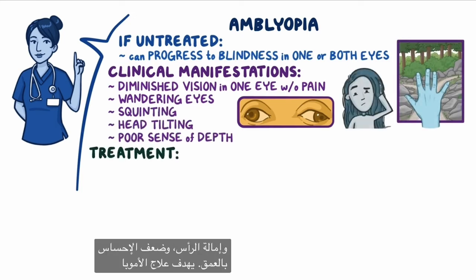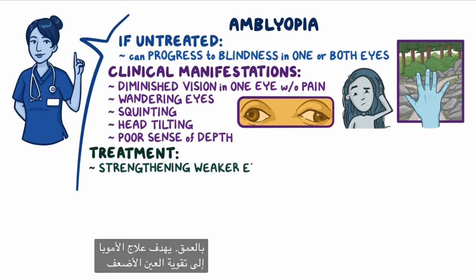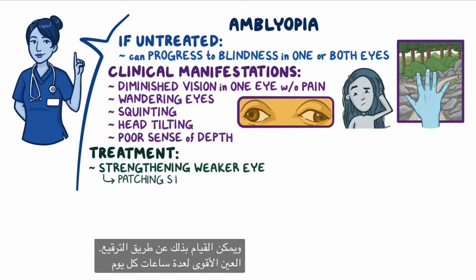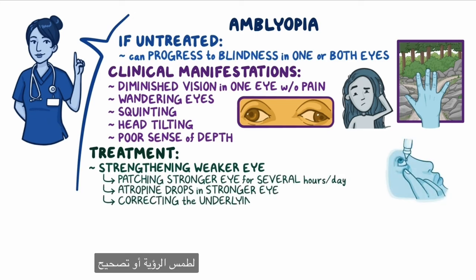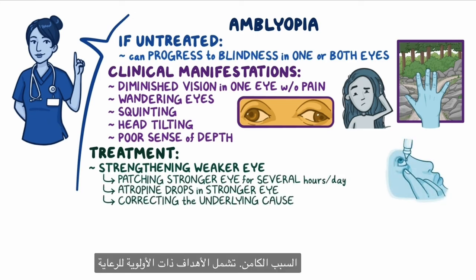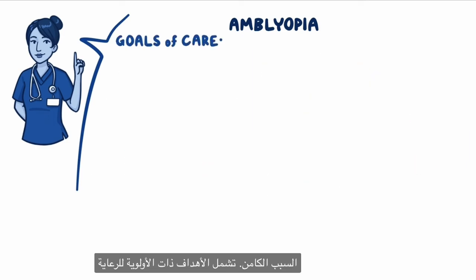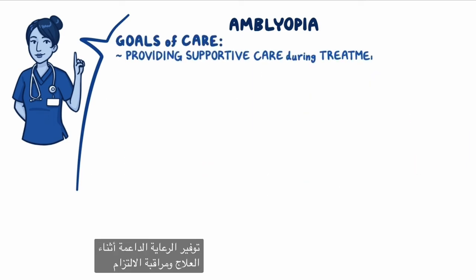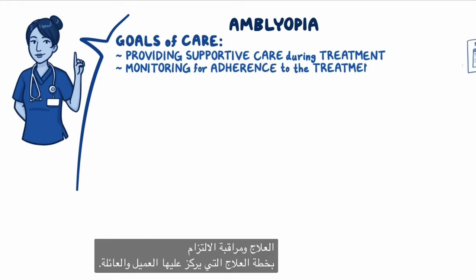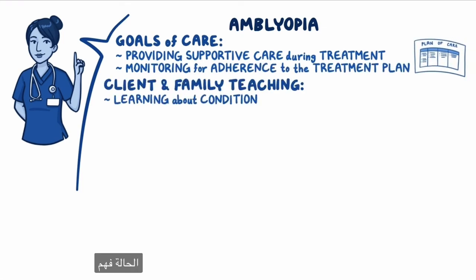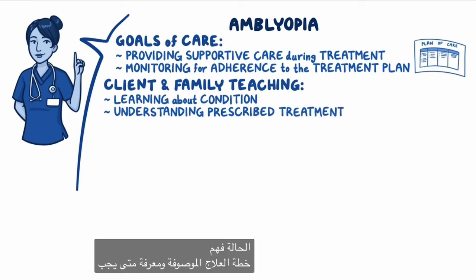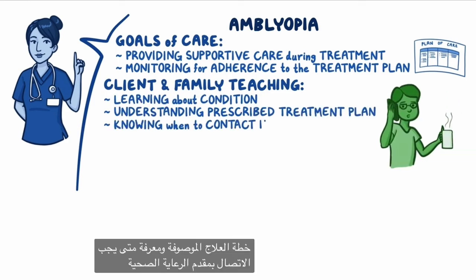The treatment of amblyopia is geared at strengthening the weaker eye, and this can be done by patching the stronger eye for several hours each day, using atropine drops in the stronger eye to blur its vision, or correcting the underlying cause. Priority goals of care include providing supportive care during treatment and monitoring for adherence to the treatment plan. Client and family teaching focuses on learning about the condition, understanding the prescribed treatment plan, and knowing when to contact the healthcare provider.